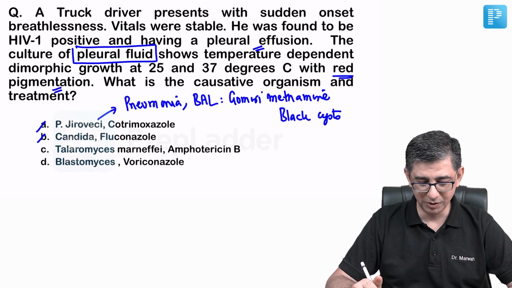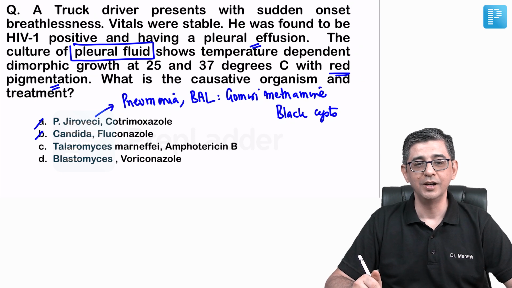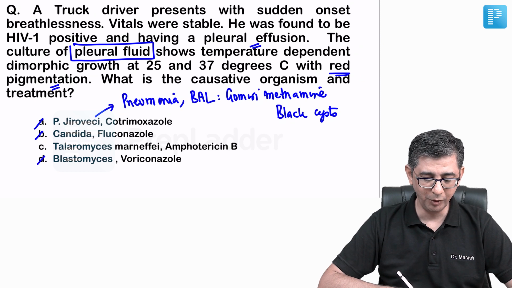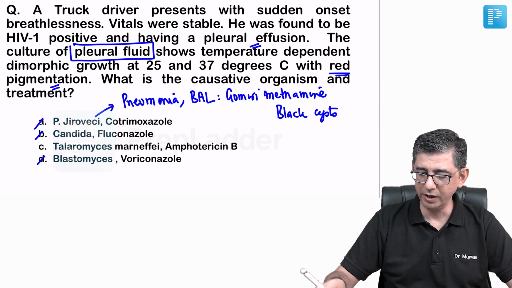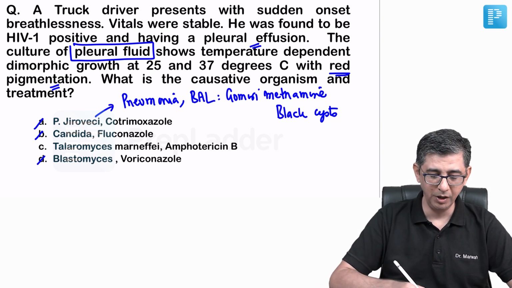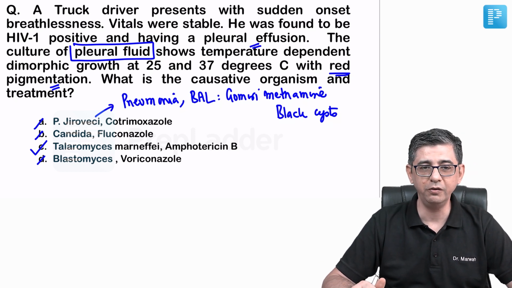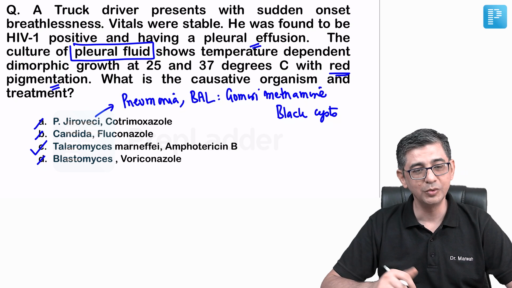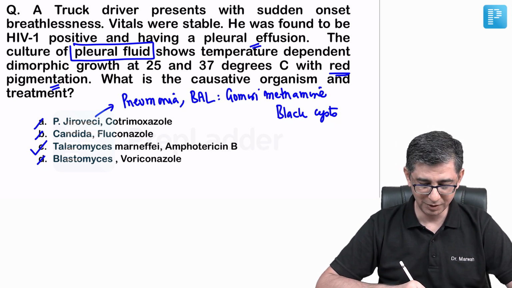So I'm left between two options: Talaromyces marneffei and then Blastomyces with voriconazole. Now, as far as Blastomyces is concerned, we usually read about white, fluffy growth being present. Though I think you guys are better at microbiology than I would be, and you might have been able to narrow down the answer to this question as option C. But when it comes to people who are, I would say, microbiologically challenged, they have to use exclusion to come down to the answer. The answer to this question is option C.